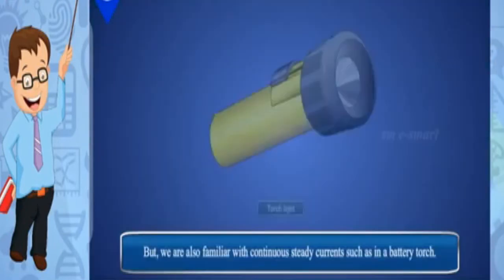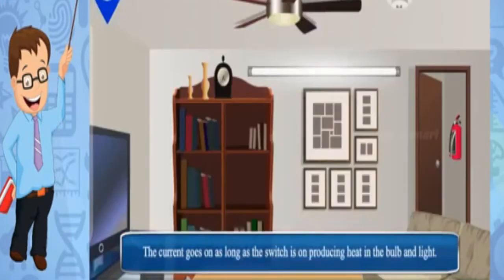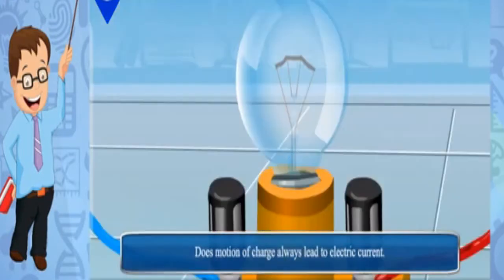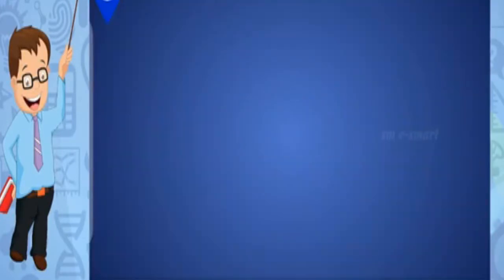But we are also familiar with continuous steady currents such as in a battery torch. The current goes on as long as the switch is on, producing heat in the bulb and light. Does motion of charge always lead to electric current? Let us see. Activity. Situation 1.